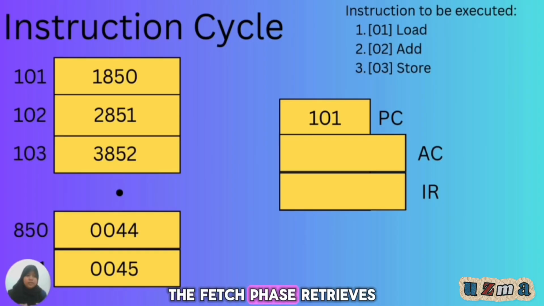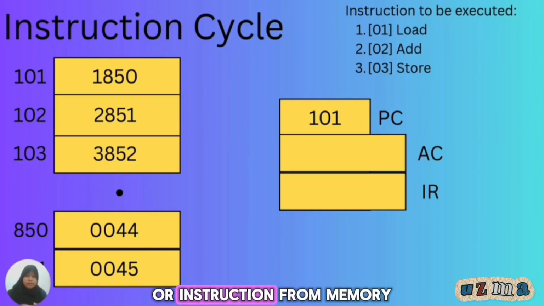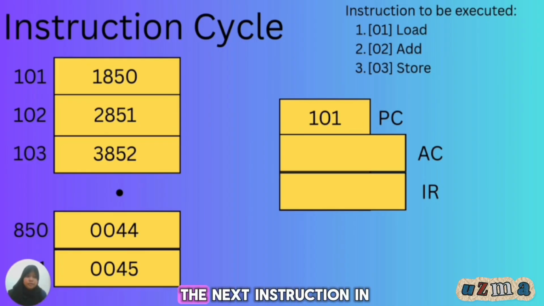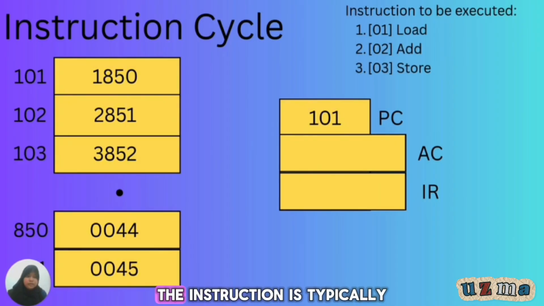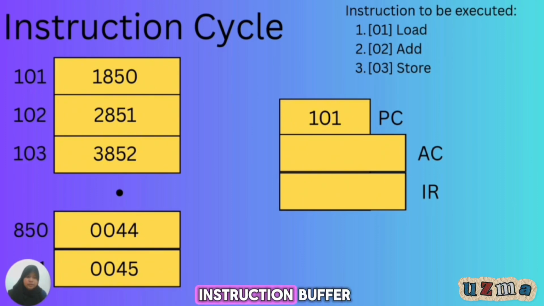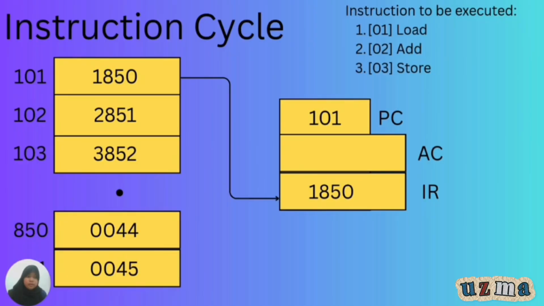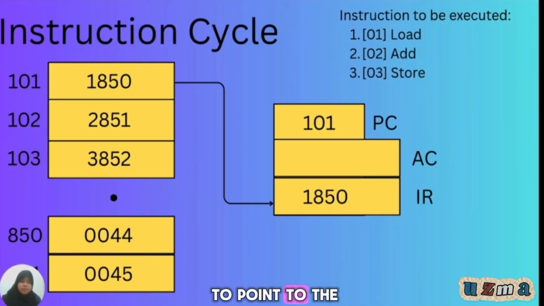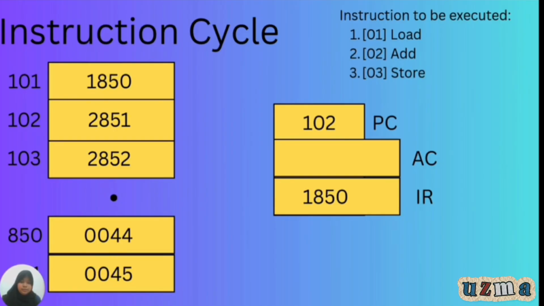The fetch phase retrieves the next instruction or instructions from memory. During this stage, the program counter, or PC, holds the address of the next instruction in the program. The instruction is typically fetched from the L1 instruction cache, which provides fast access, and stored in an instruction buffer. After the instruction is fetched, the PC is updated to point to the next address.